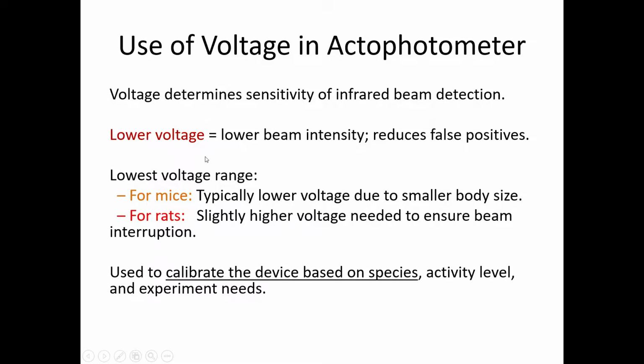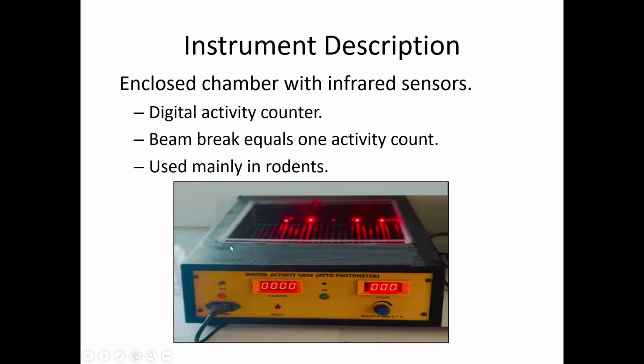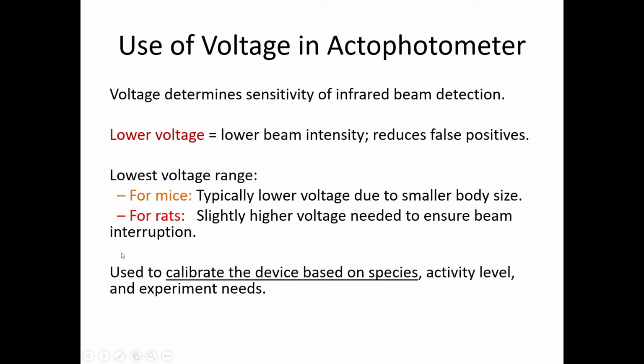So next, lower voltage range. For mice, typically a lower voltage range is used due to the smaller body size. For rats, slightly higher voltage is needed to ensure beam interruption. So the first step is to calibrate the instrument using the voltage regulator in the presence of animals, to see whether the activity meter is showing counting or not. It is used to calibrate the device.